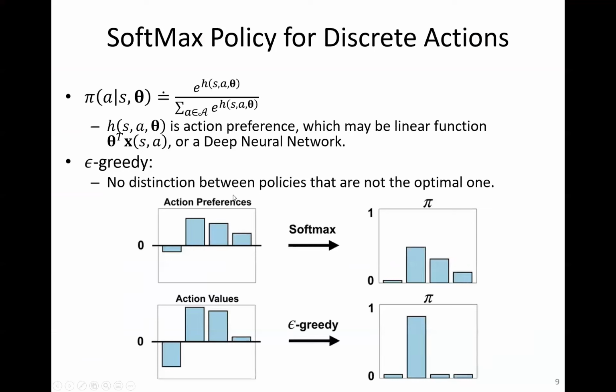Compared to epsilon greedy, where the top choice, the greedy choice, has a high probability and all the other actions have equal low probability, that's not very accurate. If you look at these middle two action values, they're very similar. So there's really no reason to assign the third one a very low probability. So the softmax, this proportional assignment, is more reasonable.